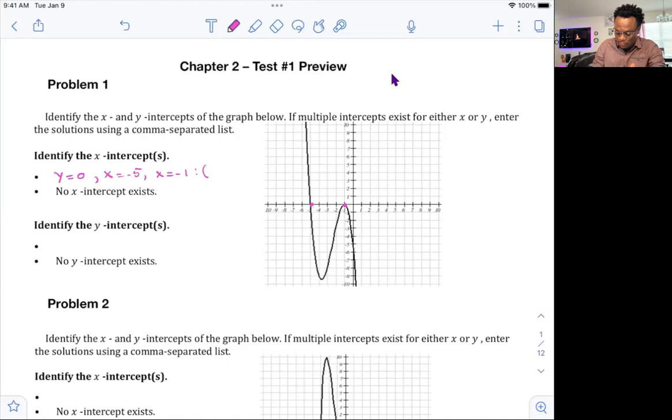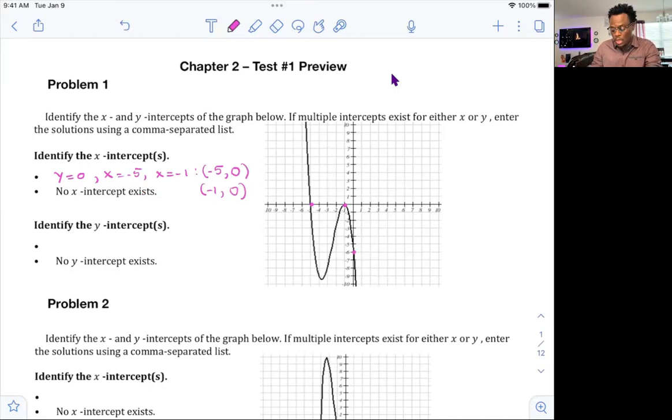One is x equals -5, y equals 0. And the second one is x equals -1, y equals 0. So I had two x-intercepts. Also, the y-intercept will be the exact point where the graph touches the y-axis.